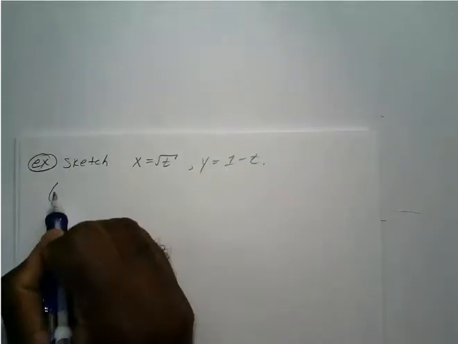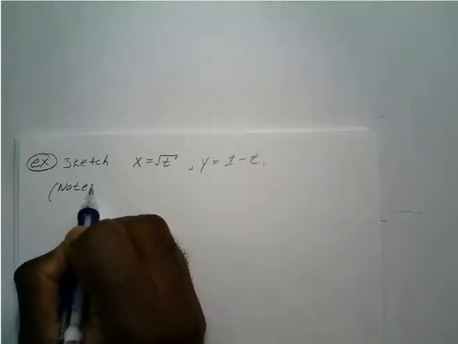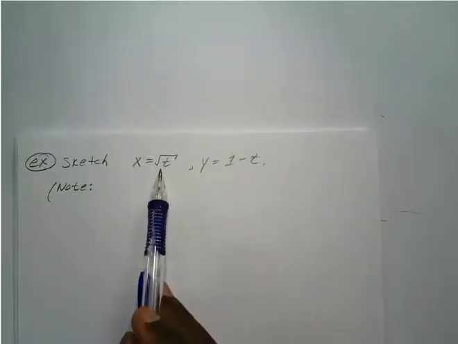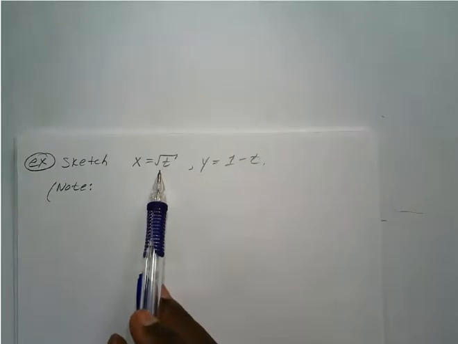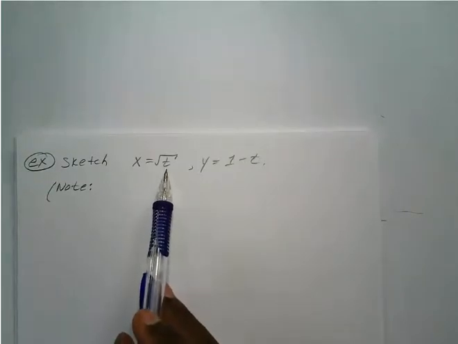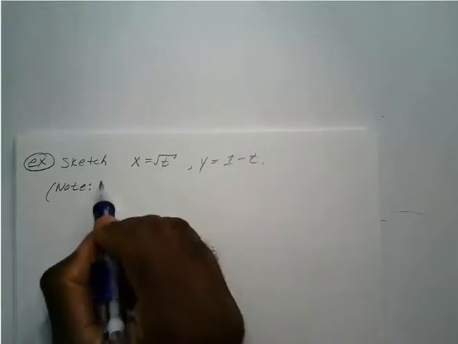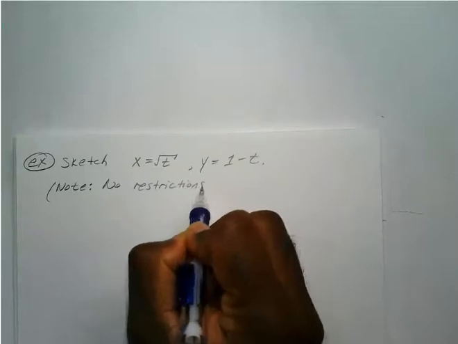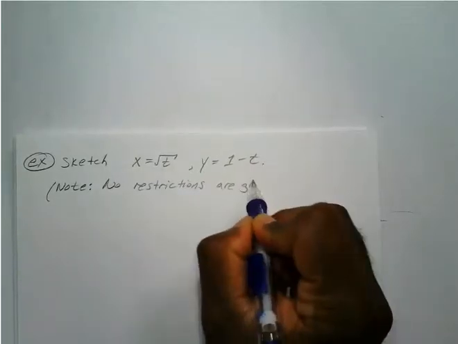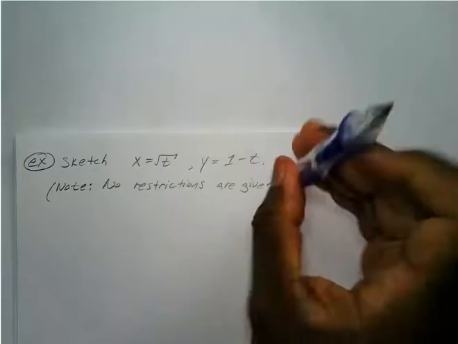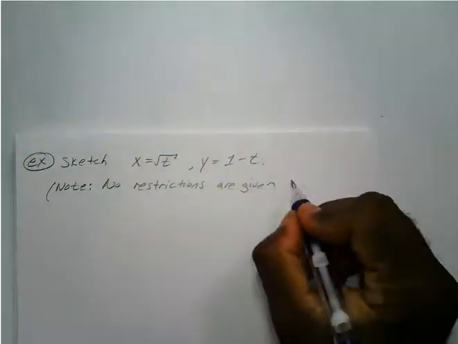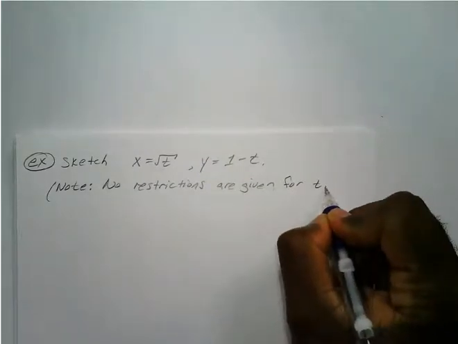Now with this one, you kind of create your own restrictions. So you just have to look and say, okay, what are the restrictions I'm going to use? I kind of use the square root for this problem as a guide. It may be different for another problem, but for this problem, I use the square root as a guide. Okay, so no restrictions are given for t.